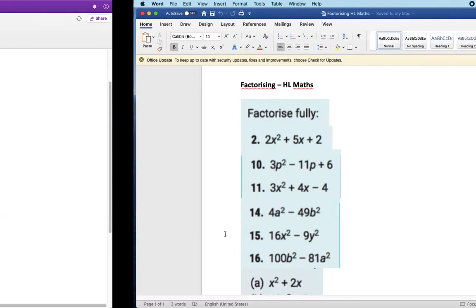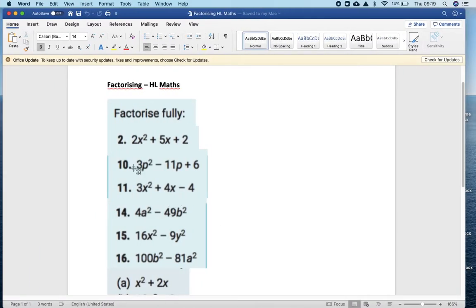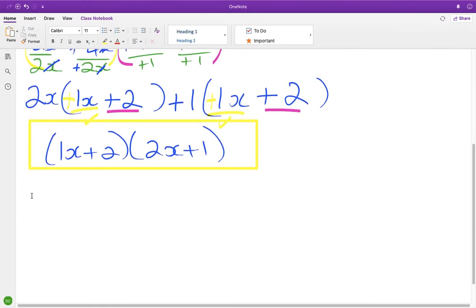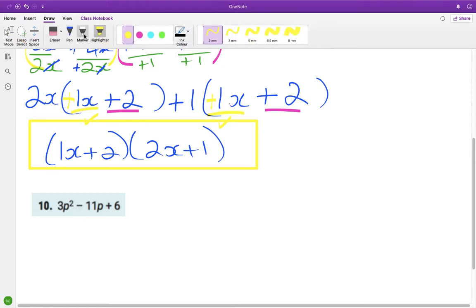Okay, first one. Second one. Okay, so I might pace a little bit on these.